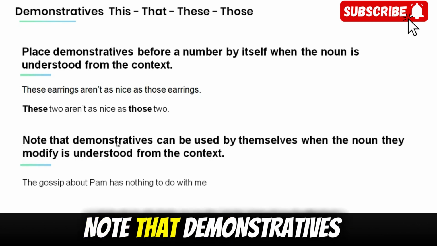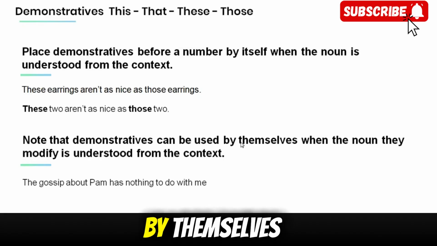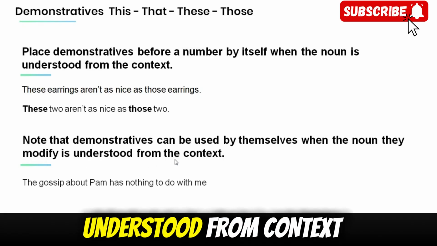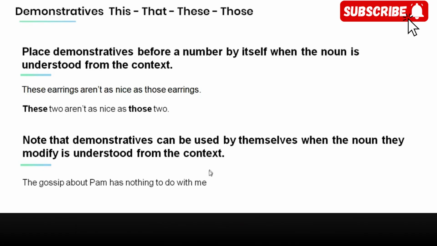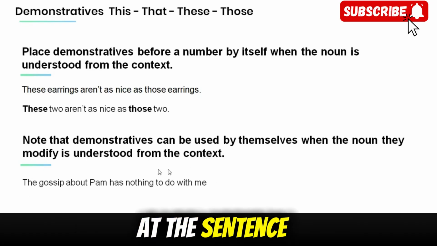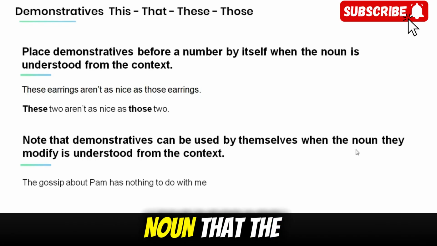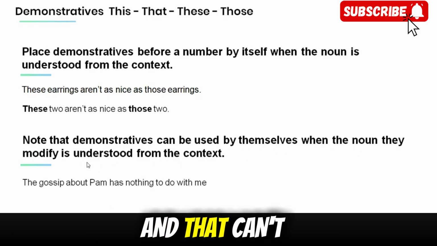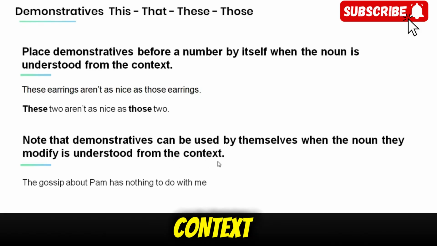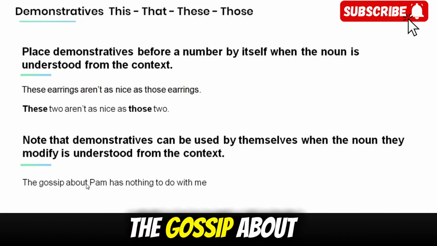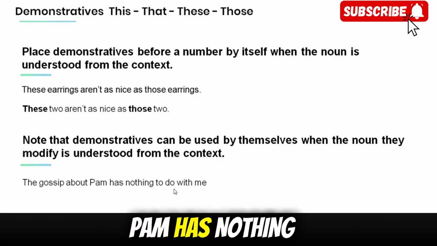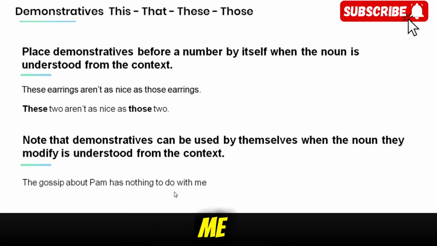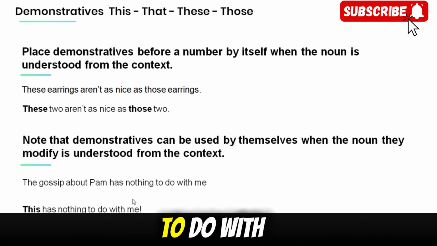Also note that demonstratives can't be used by themselves when the noun they modify is understood from context. Have a look at the sentence below and find the noun that the demonstrative modifies and that can't be understood from context. The gossip about Pam has nothing to do with me. This has nothing to do with me.